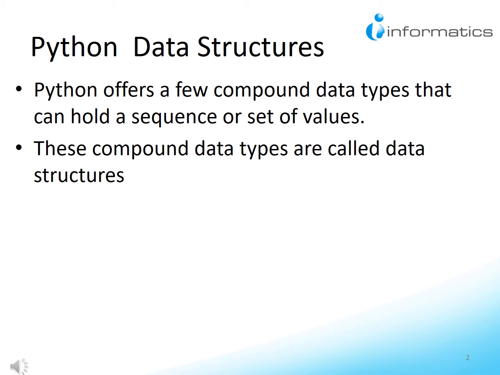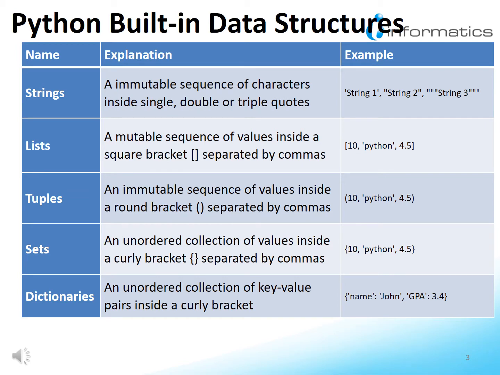Python offers a few compound data types that can hold a collection of data values. The compound data types can be an ordered sequence of values or an unordered set of values. These compound data types are called data structures. The following table lists the built-in data structures supported by Python.